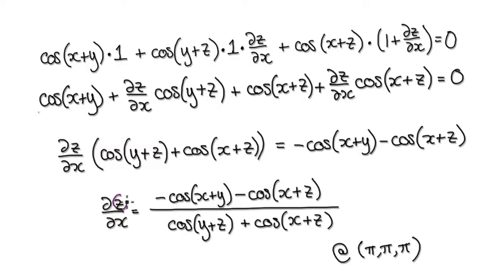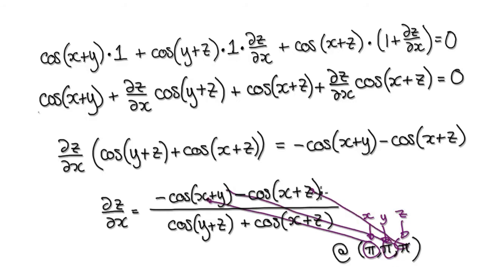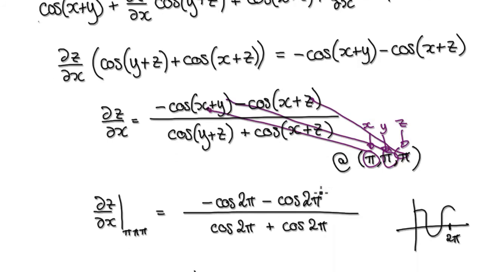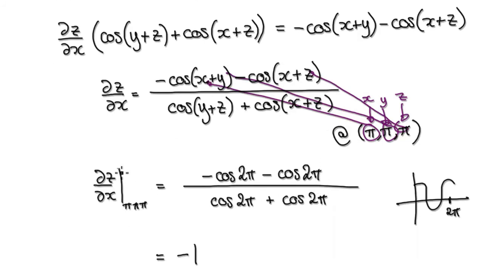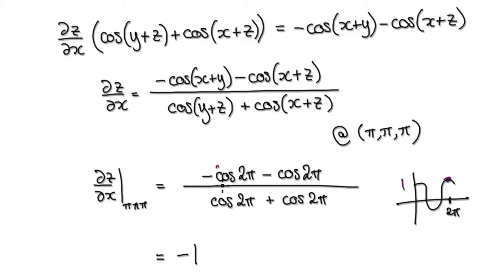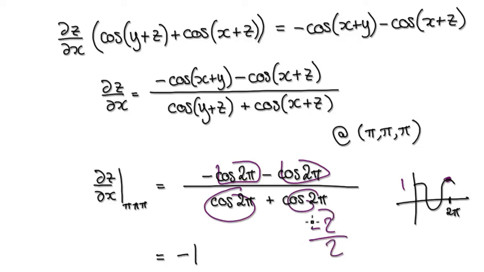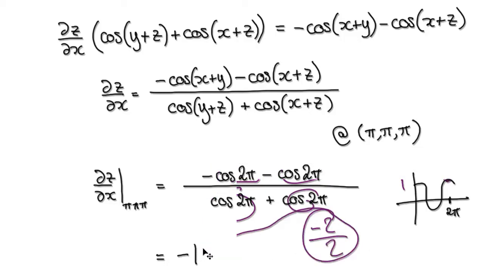So partial derivative of z with respect to x, we want to evaluate it at this precise point here. This is x, y, and z. So put this into the x, put this into the y, put this into the z, and so on. So the partial derivative evaluated at precisely this point here at pi, that will then give us this thing here. Well, cos of 2 pi is 1. So it's negative 2 over positive 2. So that will give us a gradient of negative 1. This is your final answer. Okay?